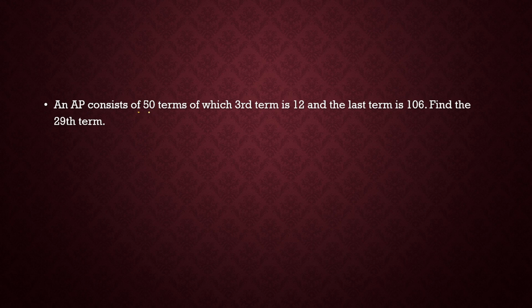An AP consists of 50 terms, of which the third term is 12. Last term is 106. Find the 29th term. Okay, there are 50 terms, so n value is 50. And the last term is 106. Third term is 12. So A plus 2D, that is your third term, is equal to 12.